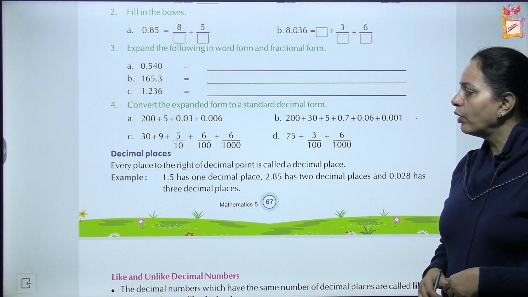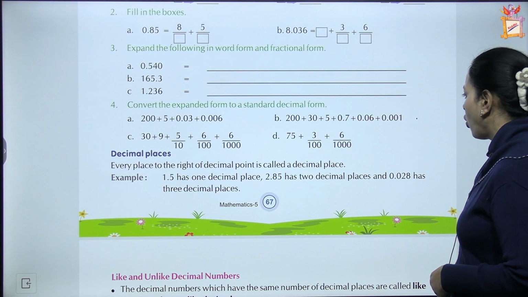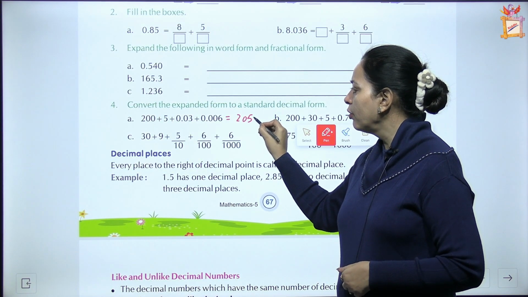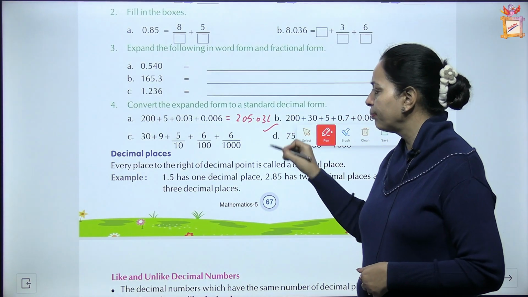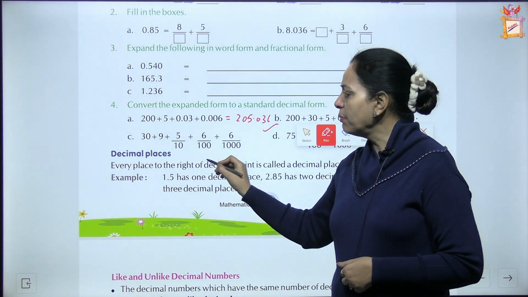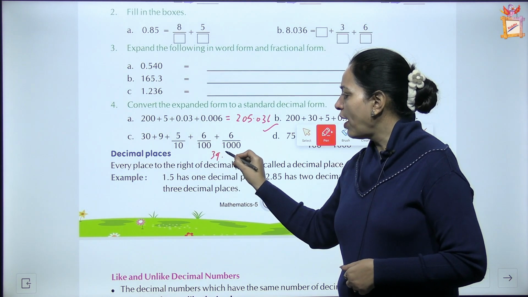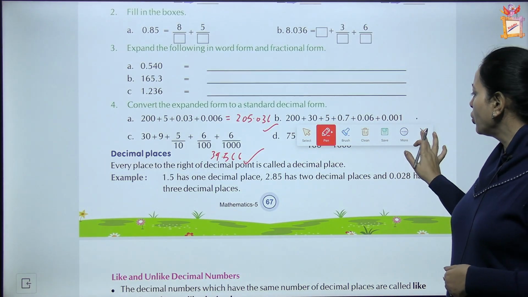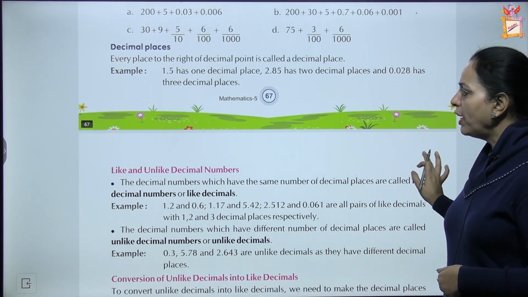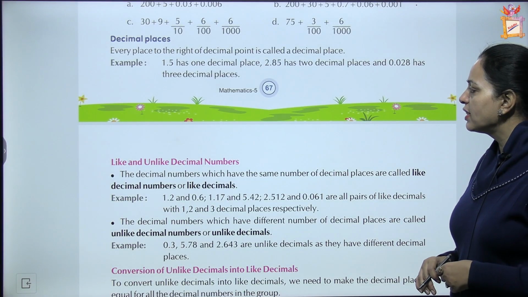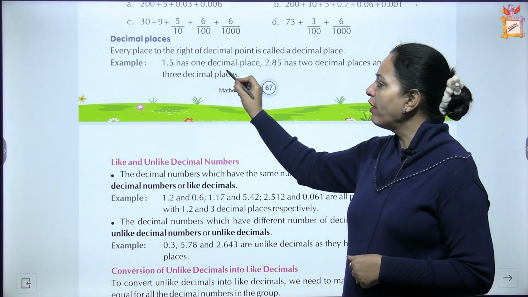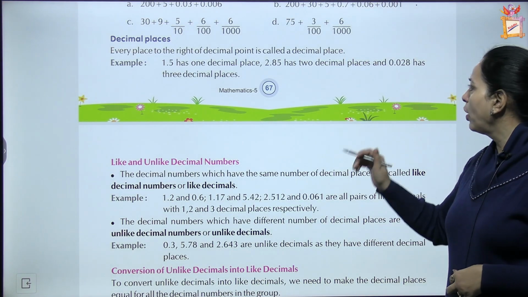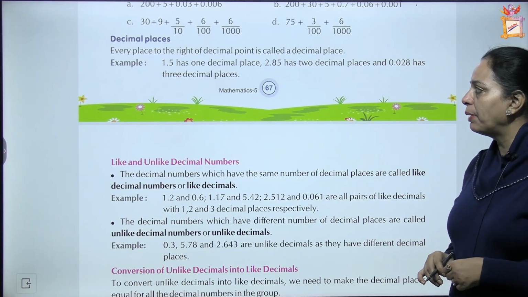Now the fourth one, convert the expanded form to a standard decimal form. So write the standard number or short number 205.036. Now C part, 30 plus 9, 39 dot. 5 is at tenth, 6 is at hundredth, 6 is at thousandth. This is the number. Now we are talking about decimal places. Every place to the right of the decimal point is called a decimal place. Example, 1.5 has one decimal place, 2.85 has two decimal places, and 0.028 has three decimal places.